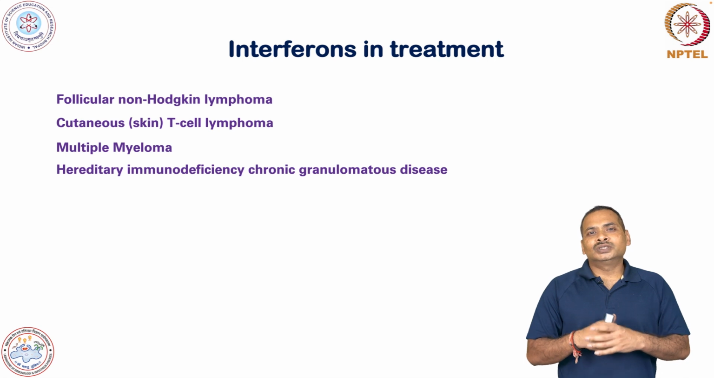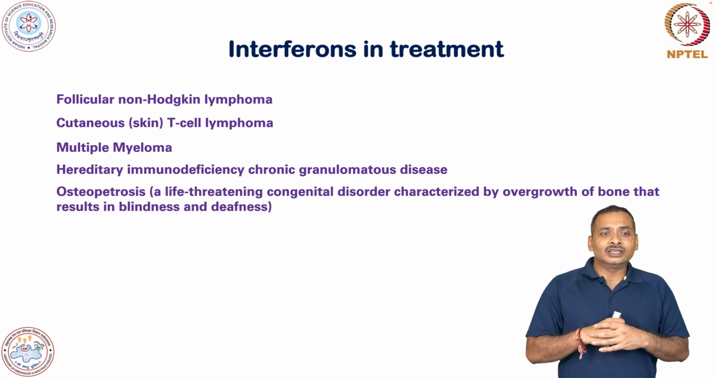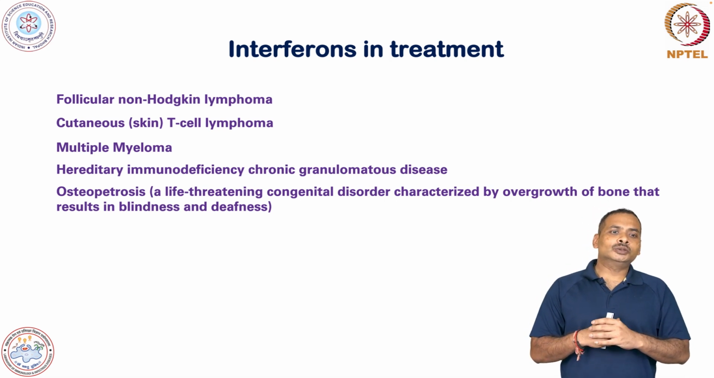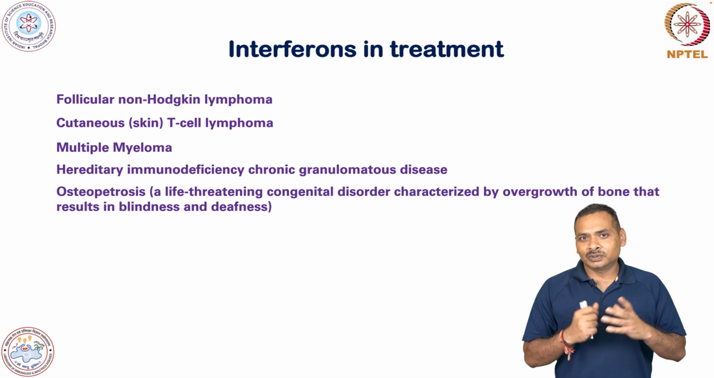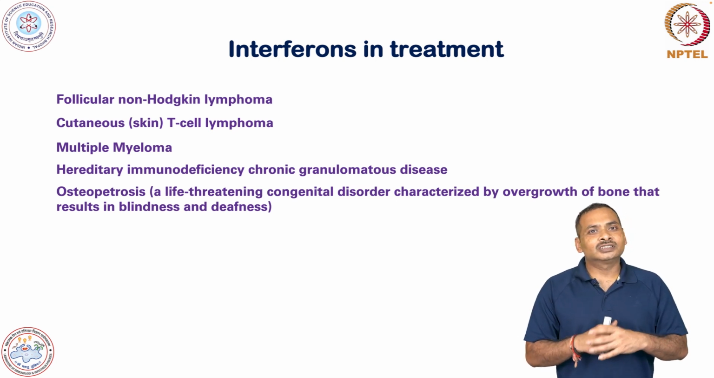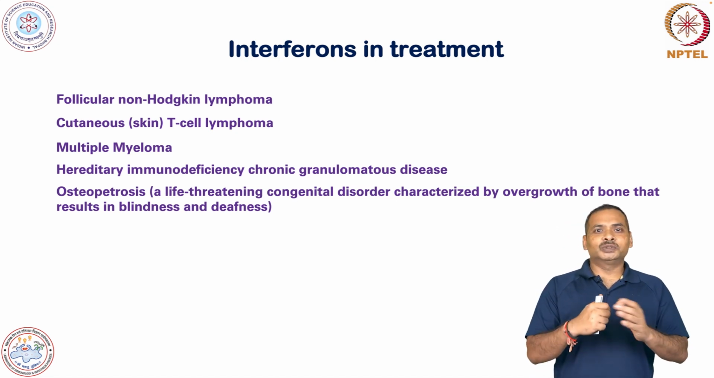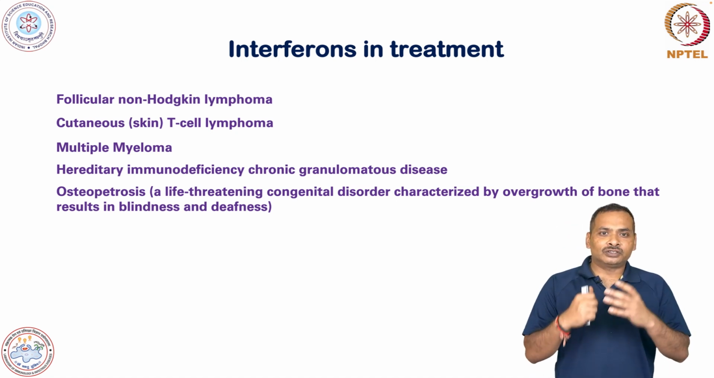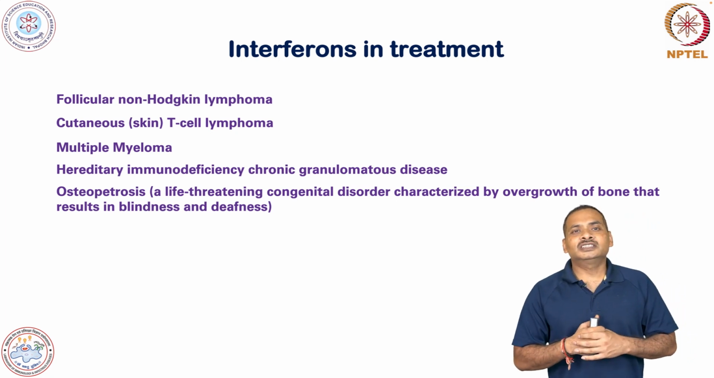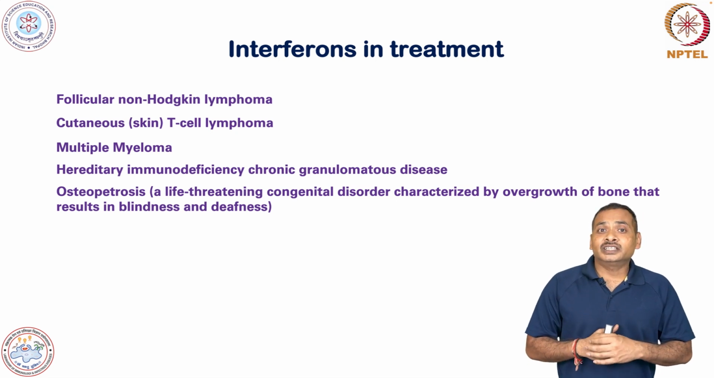Okay. So, in that way they are able to clear the pathogen. Okay. Another, which is a quite rare disease, this is osteopetrosis. Please remember, this is osteopetrosis, it is not osteoporosis. There is a big difference between osteopetrosis and osteoporosis. Okay. So, this disease osteopetrosis is also treated by the interferon gamma.